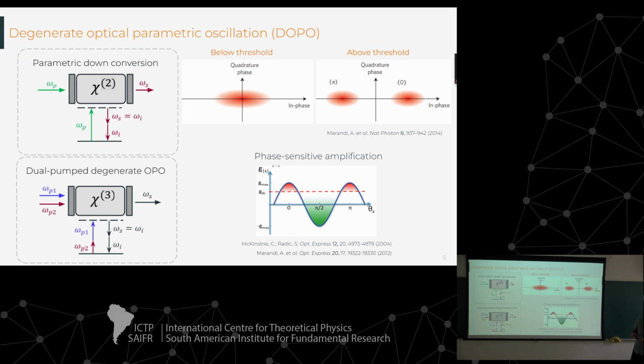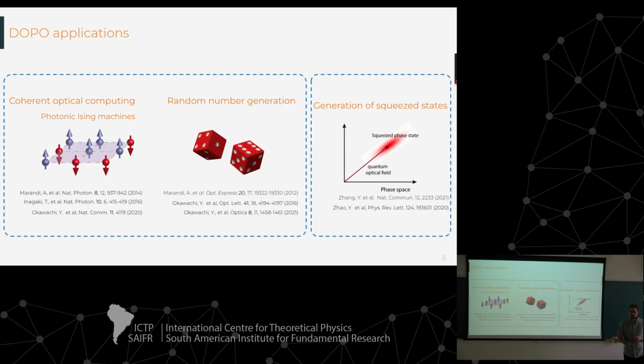When we are below the threshold, we have a squeezing of the vacuum. When we are above threshold, we are oscillating on only two possible phase states. They can oscillate in phase with our pumps or pi out of phase with our pumps. This is why we have a phase-sensitive amplification that happens every pi. And this binary phase state can be explored for several applications, right?